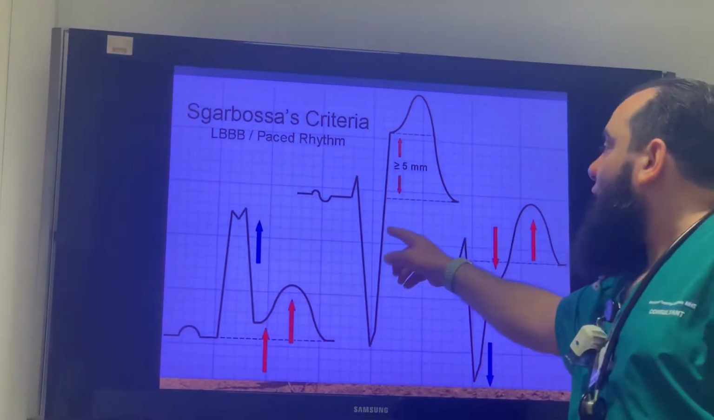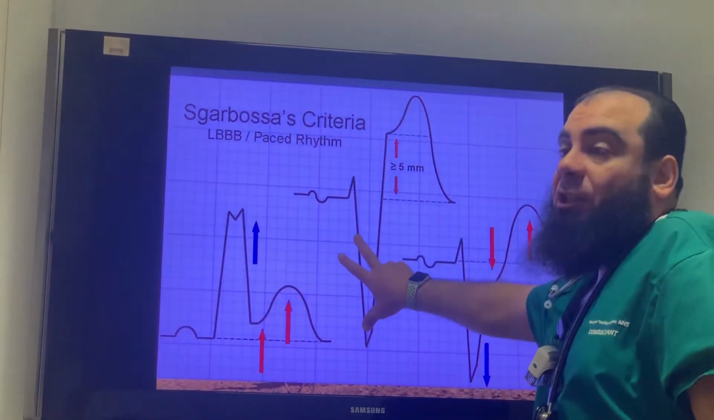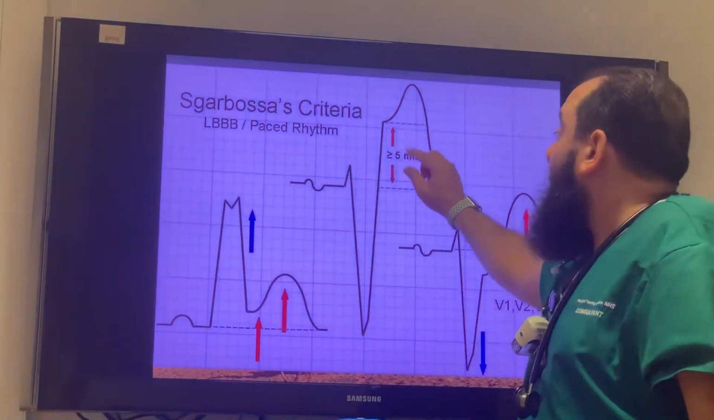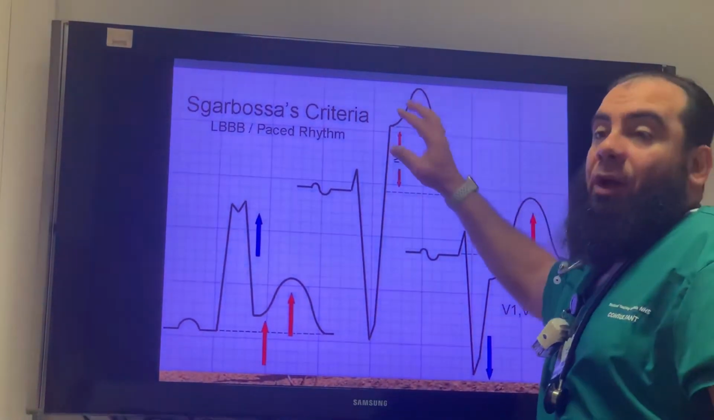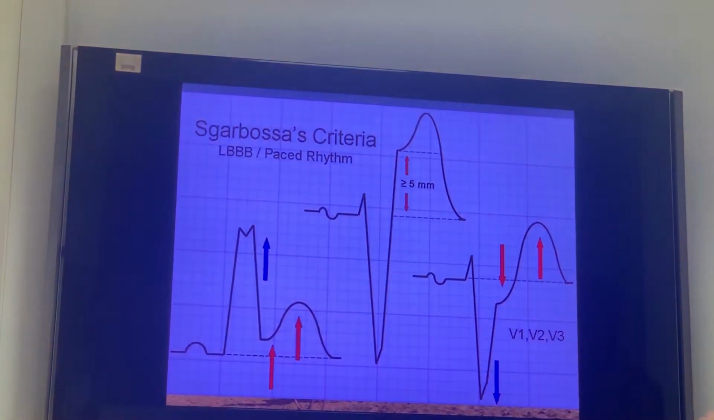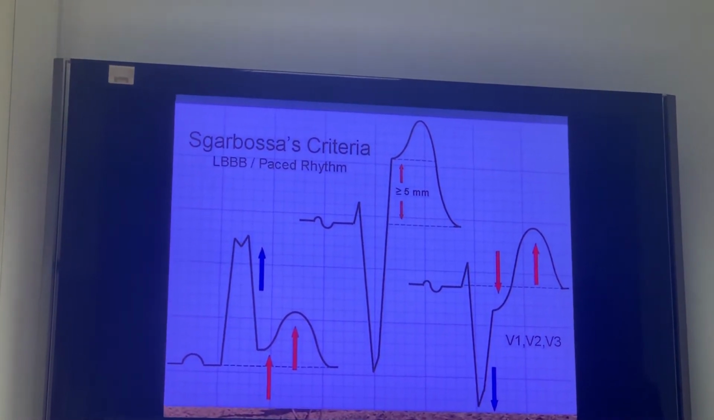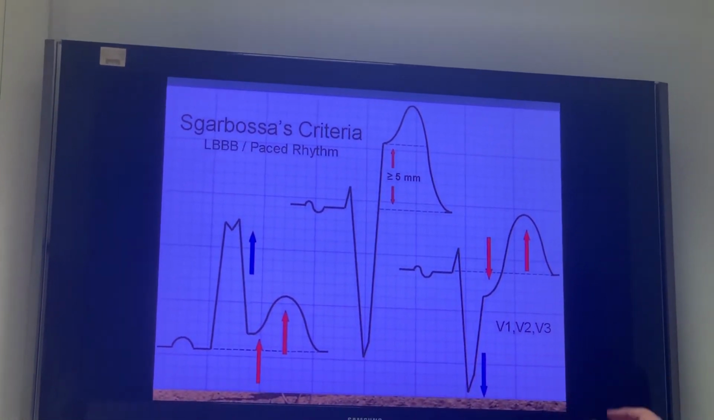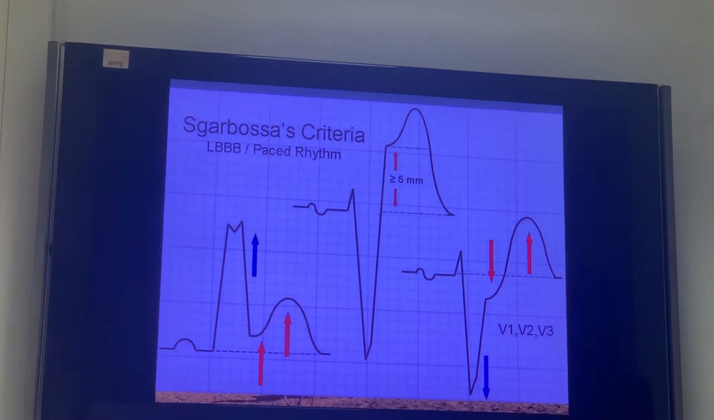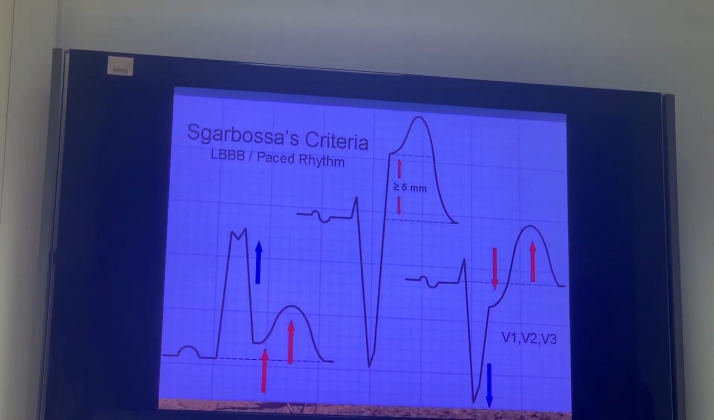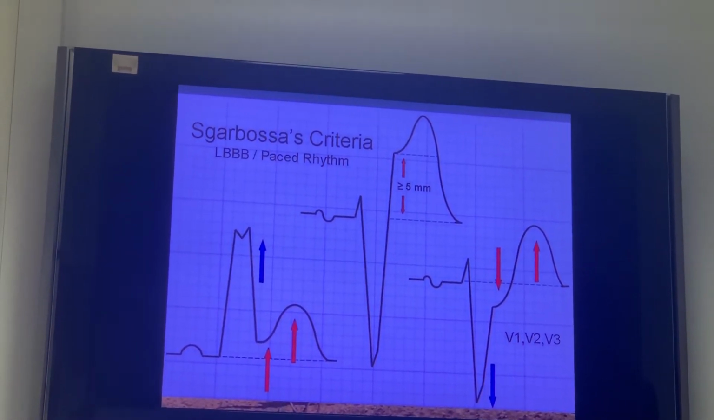In V1, V2, V3, usually we find a negative complex with elevation, but if it is more than 5 small squares, it is significant. But less than 5 small squares, we consider it normal because left bundle usually has a significant elevation in this picture. Is that clear? Does it make sense?